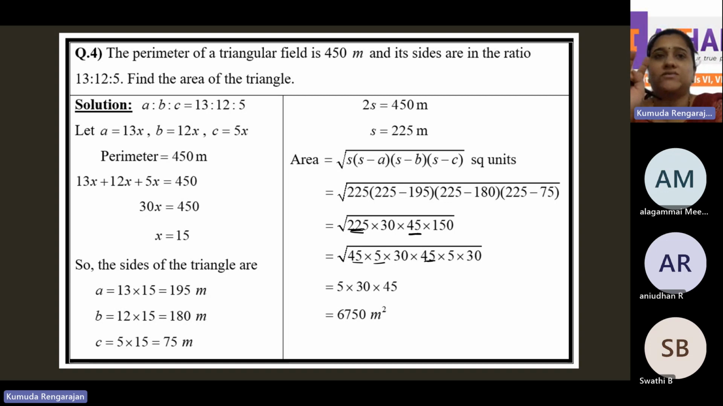Now we have two 45s. One 45 is already there and there is 225 which is 45 into 5. So like this you're generating two 45s. So one will come out.